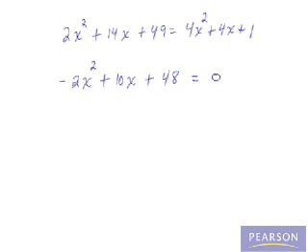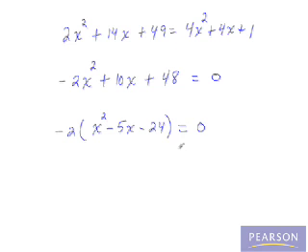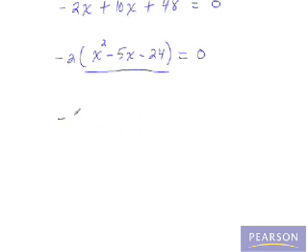We'll now try to factor the left-hand side. I see that the greatest common factor is not 1. We can factor a negative 2 out of all three terms. So factoring out a negative 2 leaves us with x squared minus 5x minus 24, and that is equal to 0. This can be factored further. We can factor it as the product of two binomials. X squared minus 5x minus 24 can be factored into x minus 8 and x plus 3.